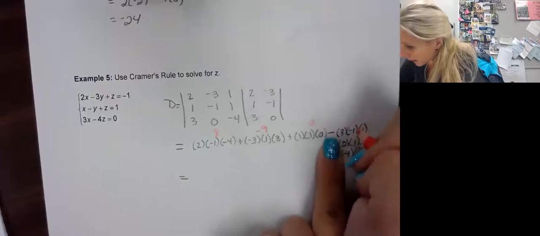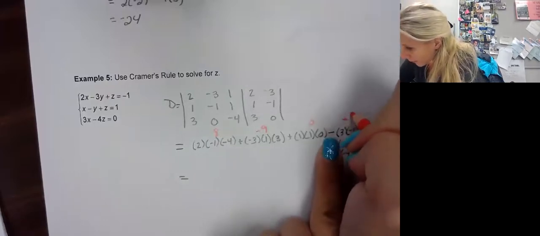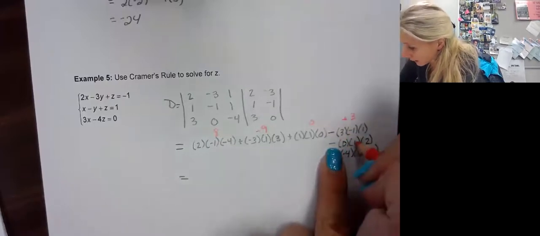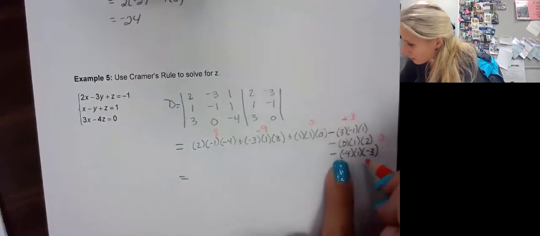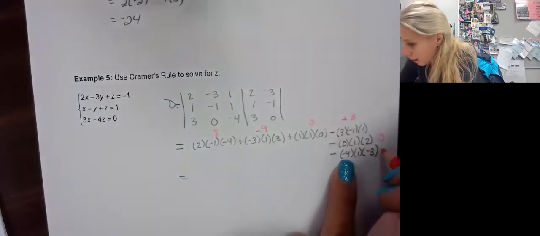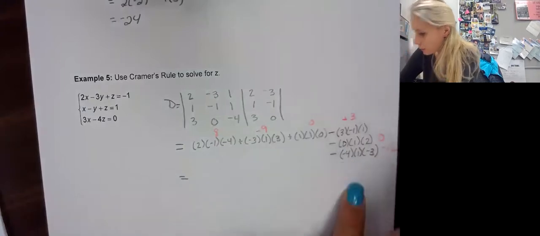So this would be a +3. This would be a 0. And this would be a, let's see, that's +12, but we're subtracting it, so a -12.